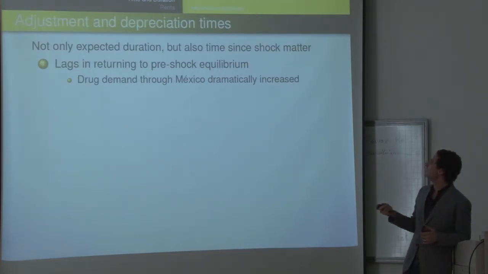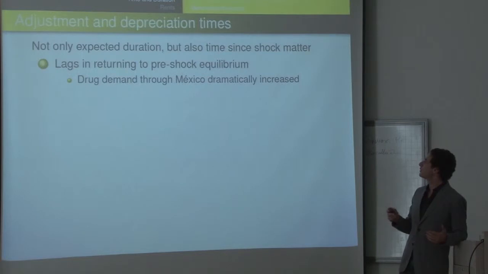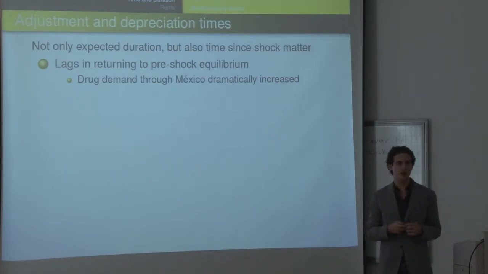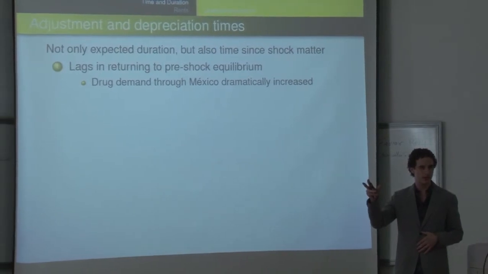So this can lead to lags in the process of returning to the pre-shock equilibrium. So for example, demand for drugs in Mexico dramatically increased when they were able to shut down shipping through Colombia, right?